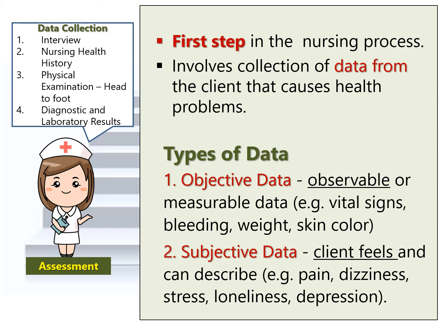The types of data that you should collect are objective data and subjective data. Objective data, as we have mentioned in class, is the observable or measurable data, an example of which is vital signs, bleeding, weight, and skin color. Okay, subjective data is what the patient is feeling and can be described by the patient. So pain, dizziness, for example, I'm feeling stressed, I'm feeling lonely, I'm feeling depressed.